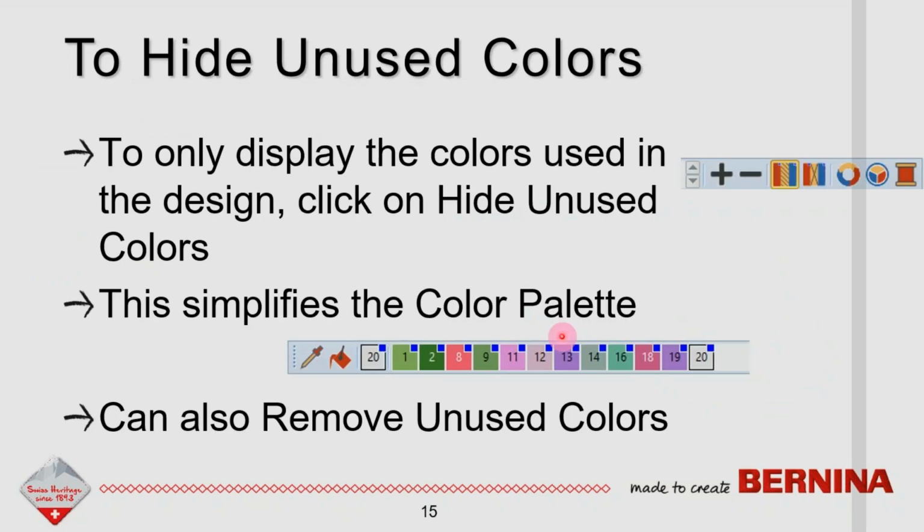When you're done with the design, sometimes it's nice to hide unused colors. And if you want to do this to only display the colors, you will click on the Hide Unused Colors, and that will leave only the colors that are actually used in the design. And it will simplify your color palette when you open the design the next time. You can also remove unused colors, and that's this next icon, and that will take away all the extra colors altogether.